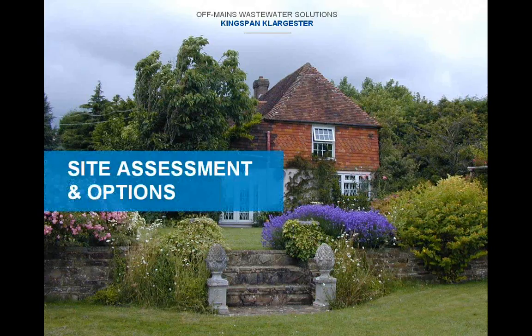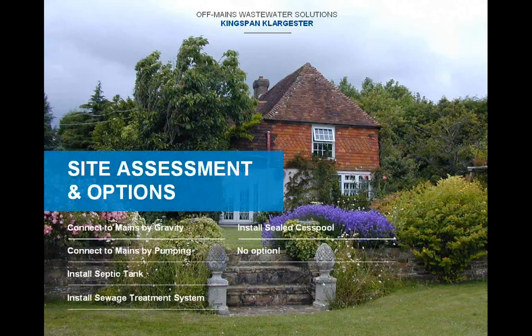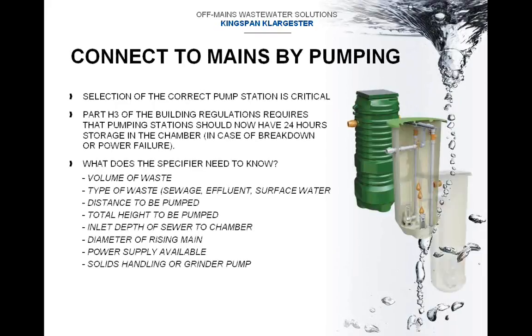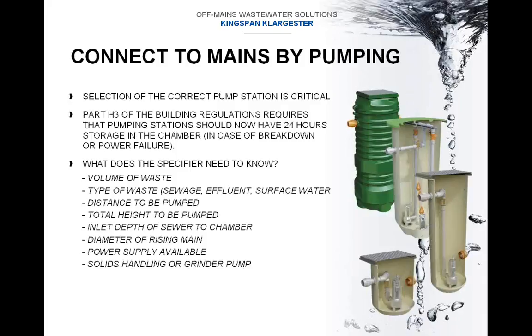Site assessment and options. The first thing to look at would be, can we achieve connection to mains drainage? The first thing the Environment Agency would ask is, can we achieve this? So if we cannot achieve this by gravity, the first thing we'd look at is a pumping station. Now, the selection of the correct pumping station is critical. Part H3 of the building regulations requires that the pumping stations should now have 24 hours storage in the chamber in case of breakdown or power failure.